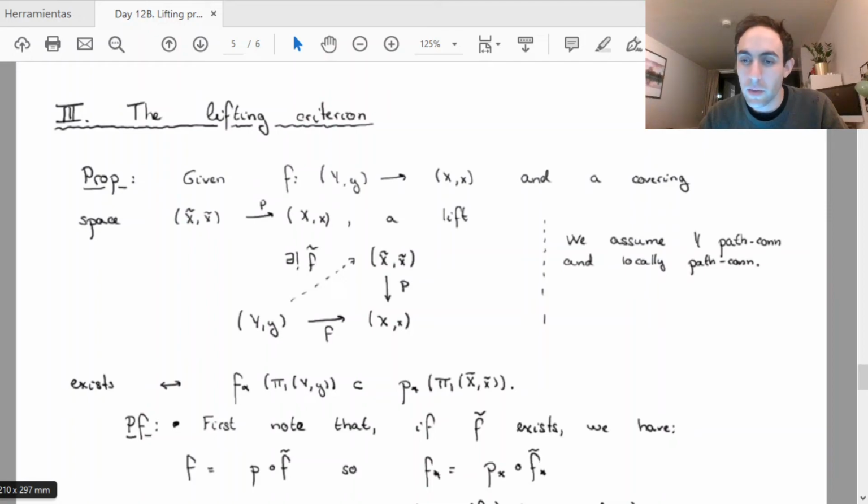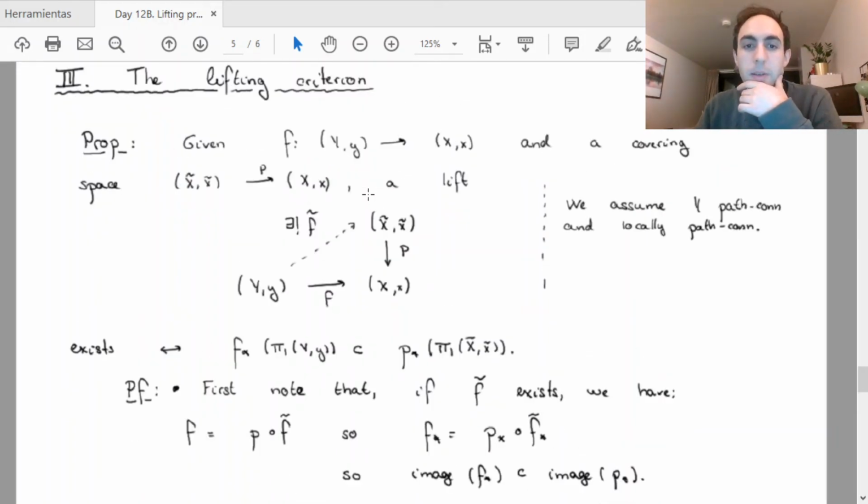Let me see how we are doing time-wise. Yeah, so let's finish the video looking at the result I promised in the beginning. We call this the lifting criterion. What does the lifting criterion say? Before we explain how we lift homotopies, assume we had already lifted the first map in the homotopy. Now the question is: if you give me any map f from Y into X as pointed spaces, and I have a covering space X tilde on top, when can I find the lift of f?